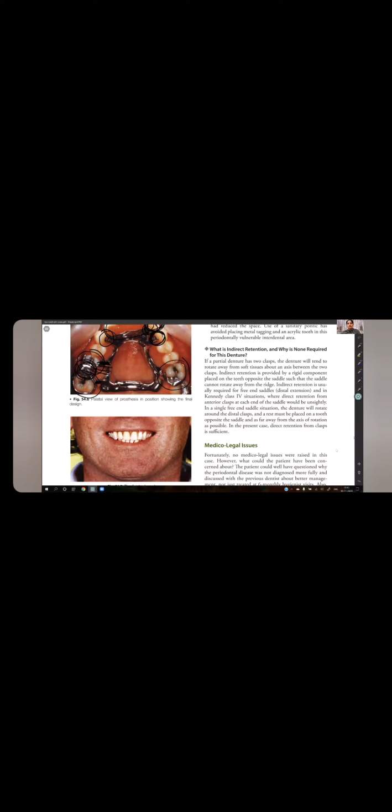Now, what is indirect retention and why is it not required for this denture? Again, I have elaborately given you the mechanism and the principle of indirect retention, and how it is helpful in retaining your distal extension RPDs. If a partial denture has two clasps, the denture will tend to rotate away from the soft tissues about an axis between the two clasps. So the imaginary fulcrum line going between the two most distal direct clasp assemblies can lead to the rotation of the denture away from the supporting tissues.